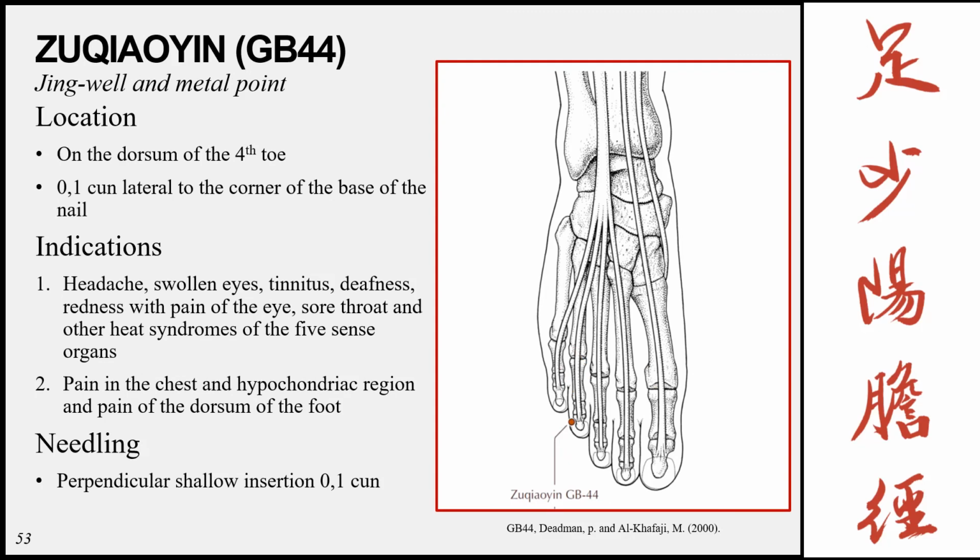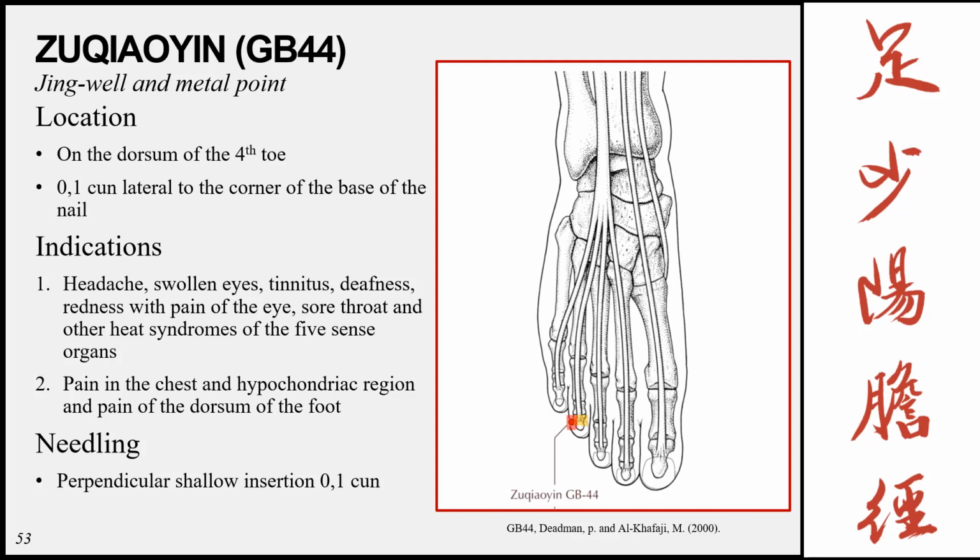The next point is ZUQIAOYIN, GB44. This is the jing-well and metal point of the meridian, and is located on the dorsum of the 4th toe, 0.1 cun lateral to the corner of the base of the nail. So here's the base of the nail, and we've got to go lateral, 0.1 cun lateral to this. So that's why the point is over here.